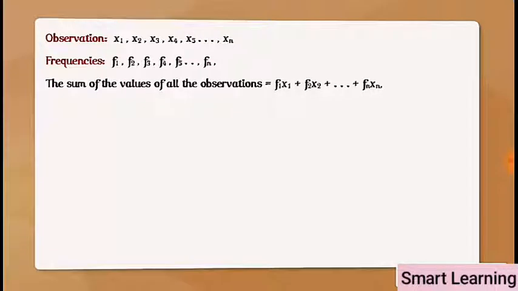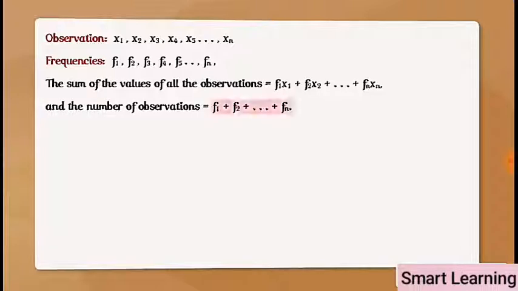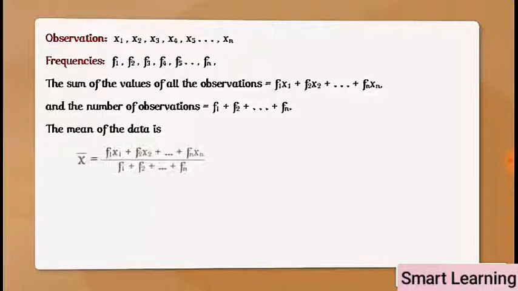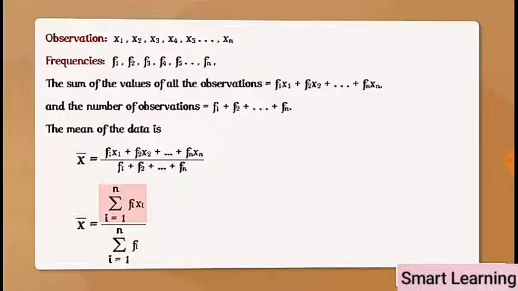Now, the sum of the values of all the observations is equal to f1 x1 plus f2 x2 plus so on till plus fn xn, and the number of observations is equal to f1 plus f2 plus so on till plus fn. So, the mean of the data is given by x bar is equal to the sum of f1 x1 plus f2 x2 plus so on till plus fn xn upon the sum of f1 plus f2 plus so on till plus fn. This can be represented as sigma fi xi upon sigma fi.